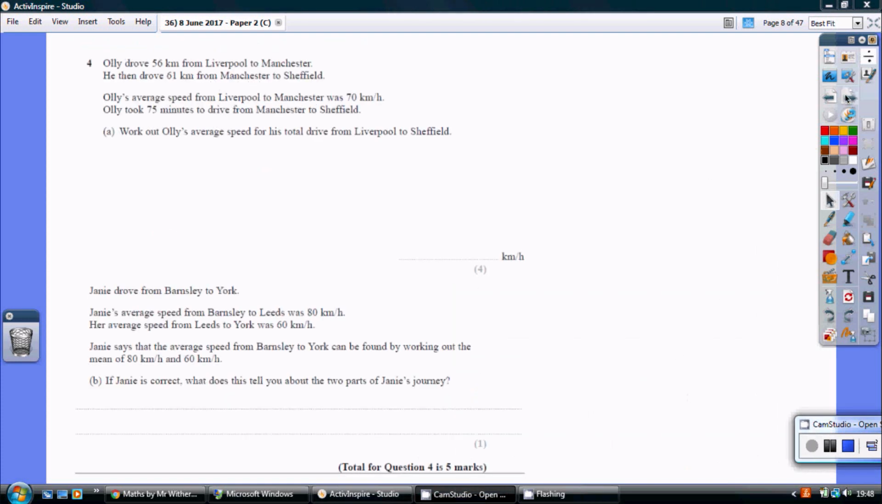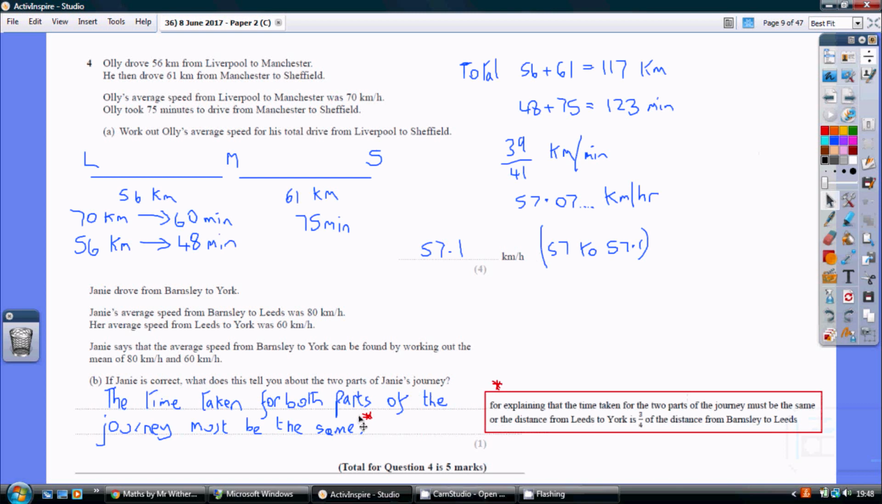Question 4. So Ollie's driven 56 kilometres from Liverpool to Manchester, and then 61 kilometres from Manchester to Sheffield. The average speed for the first part of the journey is 70 kilometres per hour, and then we take 75 minutes for the second bit. And we've got to work out the average speed for his total drive.